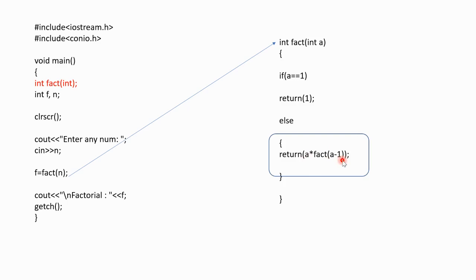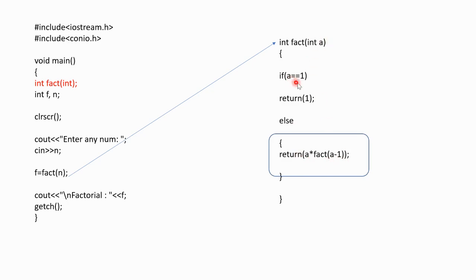So a into fact of, if original a is 5, 5 is not equal to 1, so false. It will come to else, return 5 into fact of 5 minus 1, which will be 4. So again the function fact will be called with the value of 4, a being 4. So 4 is not equal to 1, so again false. So it will come to return 4 into fact of 4 minus 1, which will be 3. So int a will be again 3. Fact of 3, 3 is not equal to 1, so false. So 3 into fact of 3 minus 1, 2.